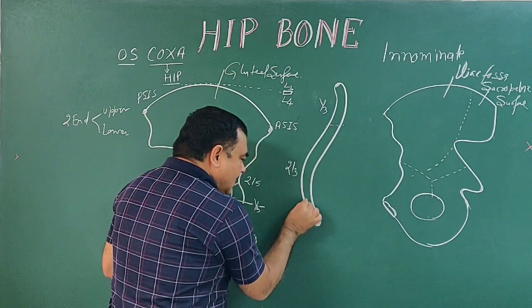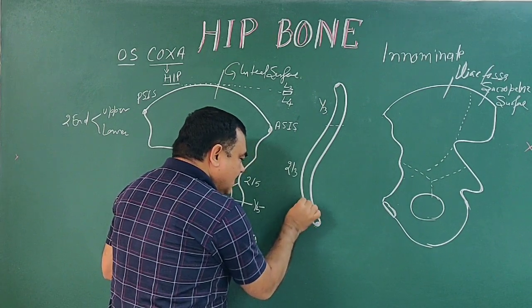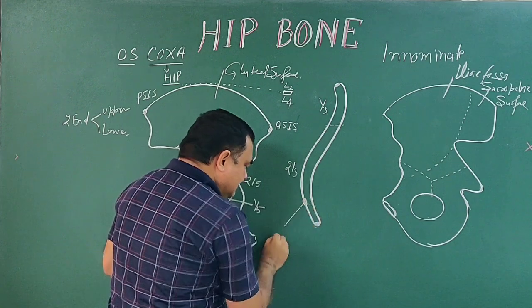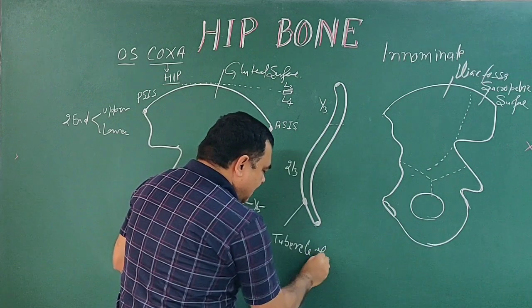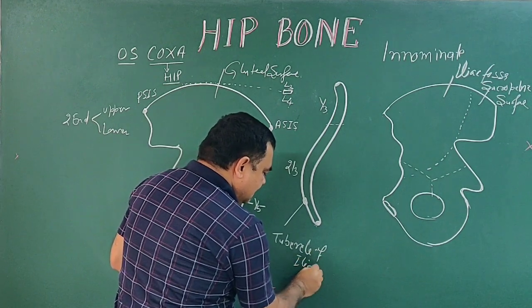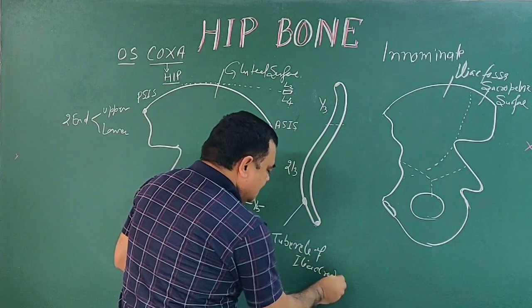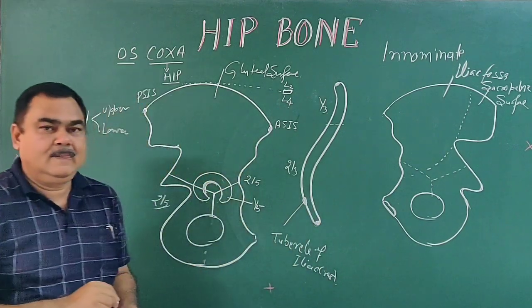And here, about 5 cm from the anterior superior iliac spine, from this point to this point, the tubercle of the iliac crest lies. This is the tubercle of the iliac crest.